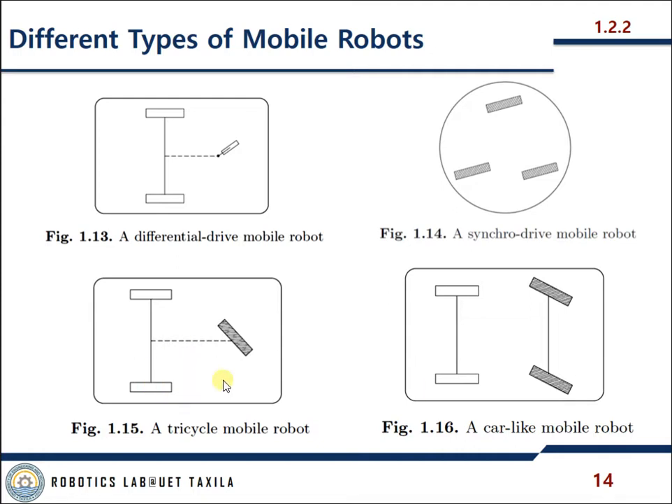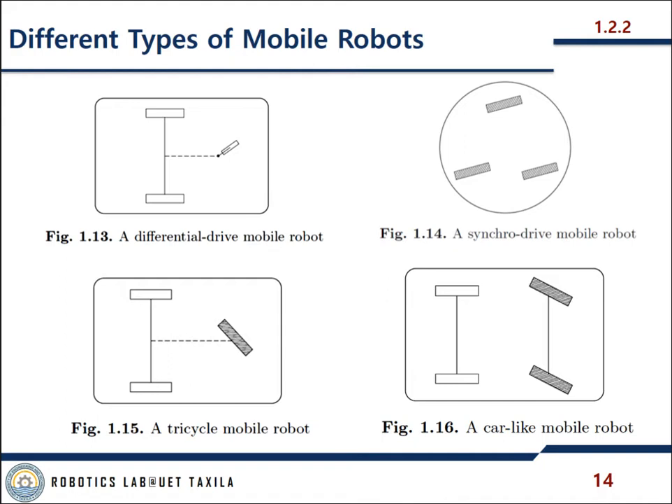Then we have the tricycle vehicle. There are two fixed wheels mounted on a rear axle and a steerable wheel in the front. The fixed wheels are driven by a single motor which controls their traction, while the steerable wheel is driven by another motor which changes its orientation. So we change the direction using another motor, acting as a steering device.